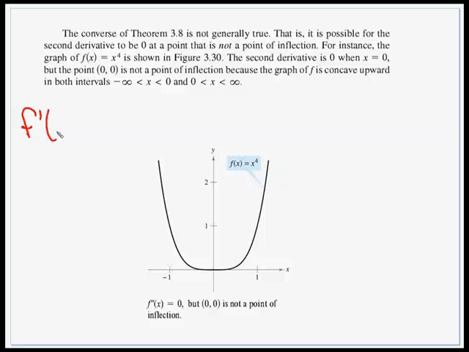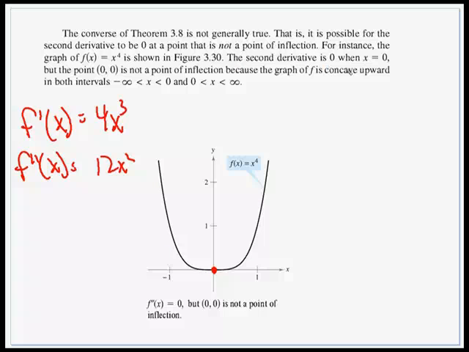If I take the second derivative, well, my first derivative is 4x to the third. My second derivative would be 12x squared. At the origin, at x is 0, this second derivative does have the value of 0. But this is not a point of inflection. We can see on both sides here we are concave up.